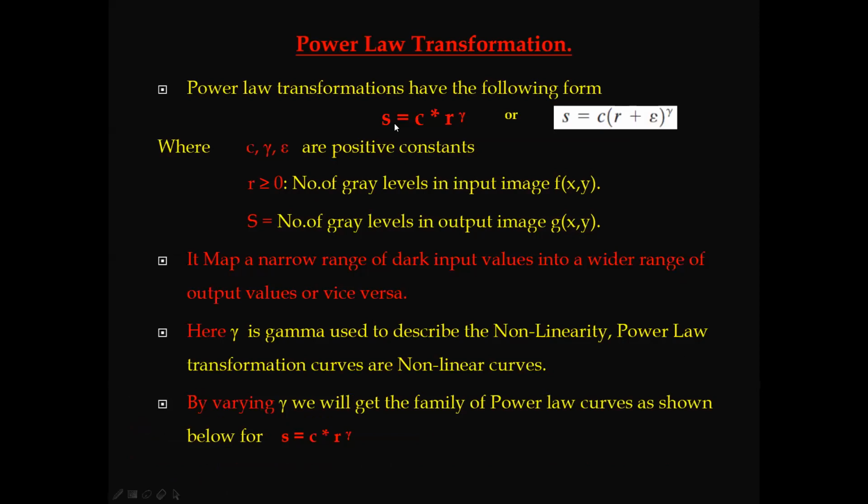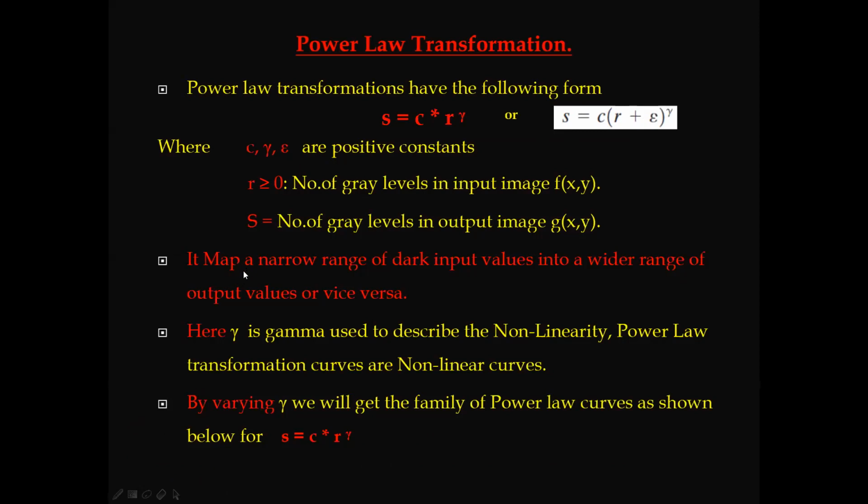Power law transformation: S equal to C into r power gamma. Or we can also define it like this: S equal to C into (r plus epsilon) power gamma. So r, C, gamma, epsilon are all positive constant values. r is the input gray level, and S is the output gray level of an image g of x comma y.